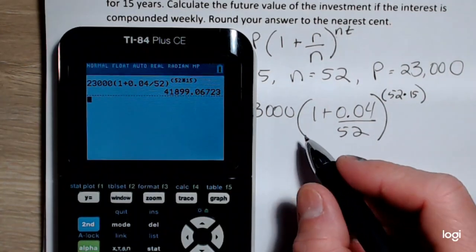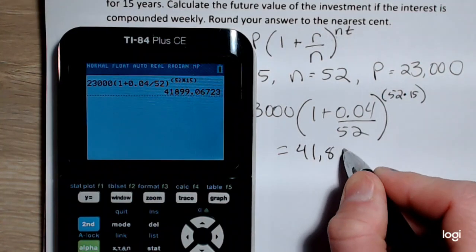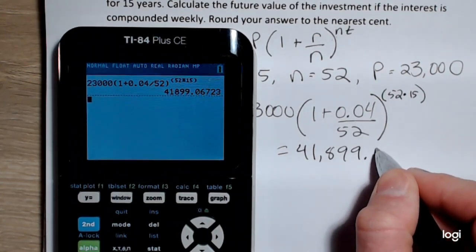So rounding to the nearest cent, I get $41,899.07.